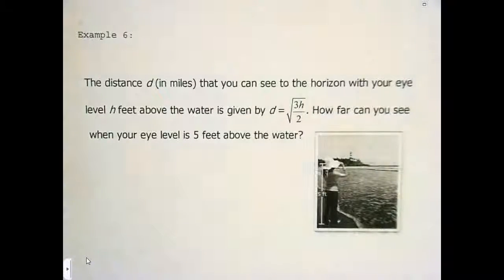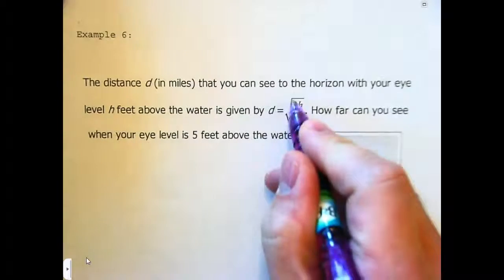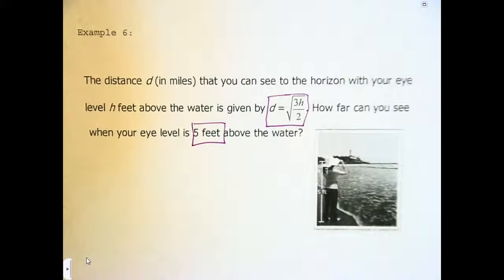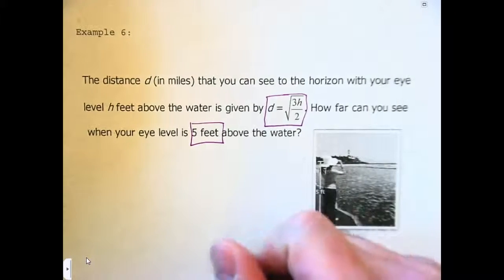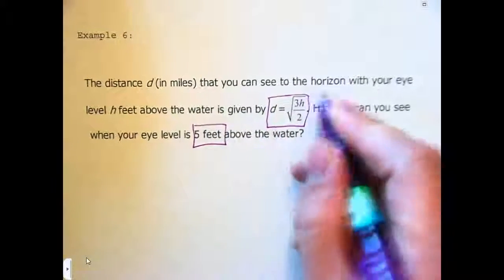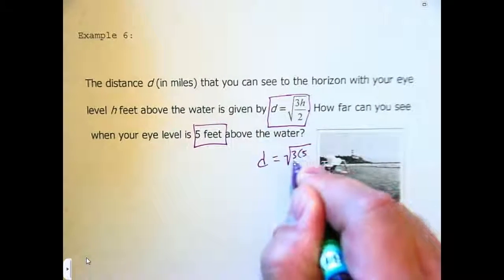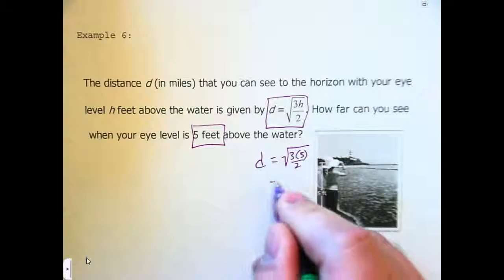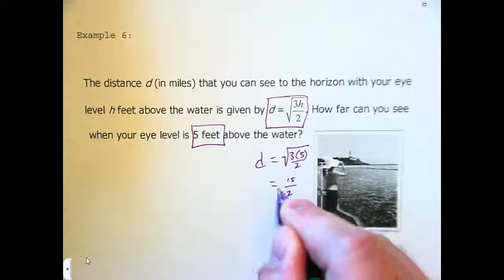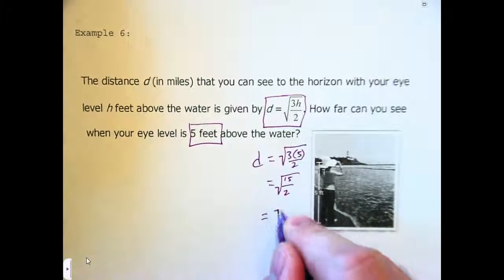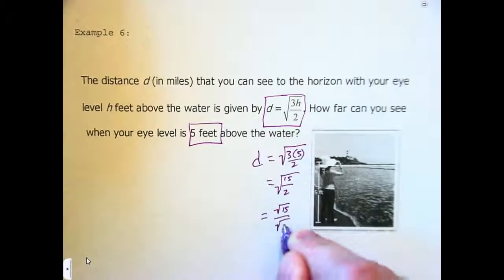Distance d in miles that you can see to the horizon with your eye level h feet above the water is modeled by this. If you are 5 feet above the water, what variable does that represent? That's our h, so we're just plugging that in. We get d is equal to the square root of 3 times 5 all over 2. It's equal to root 15 over 2, which is root 15 over root 2.